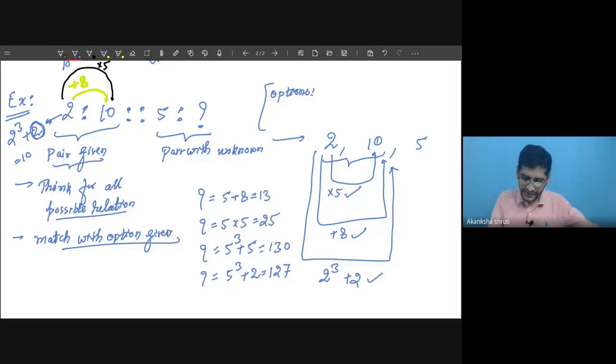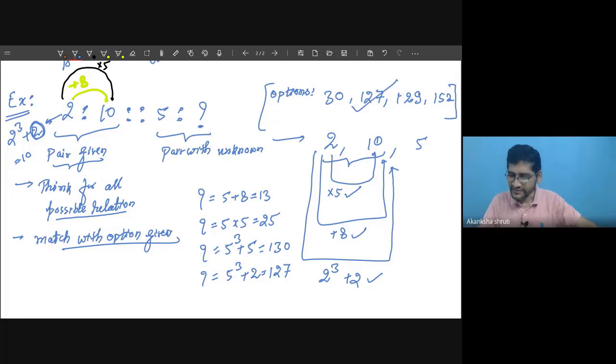Say the options given are, let me write this, 30, 127, 129 or 152. So if these are the options given, then here we are getting that only one of them is matching. The correct answer is 125. No, that is wrong, though it is not given here in the option. The correct answer is 127. The other options are not coming.